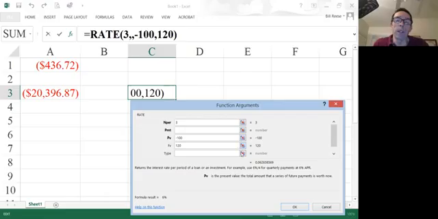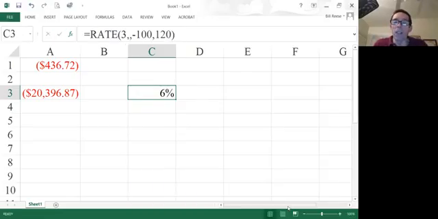Now Excel says, hey, we can find the answer for this. So we click OK, and we get the answer of 6%. And that's kind of right, but it's not good enough. The reason why it's not good enough is because Excel, by default, rounds percentages to the nearest integer, the nearest percent, 6%. We want to be more precise than that.